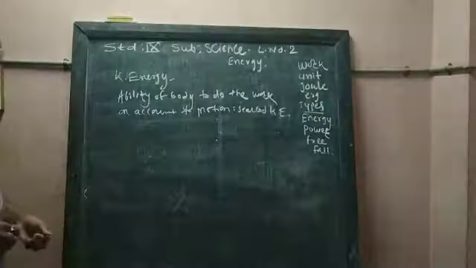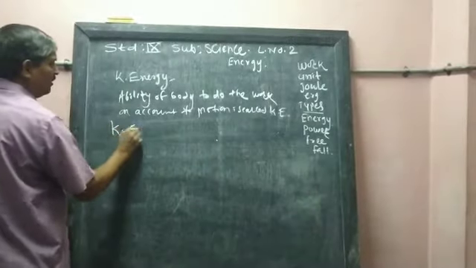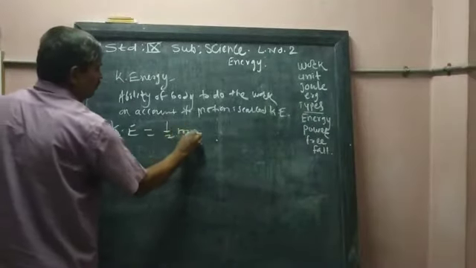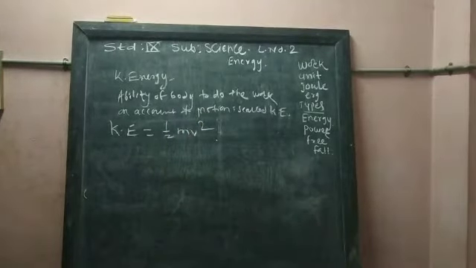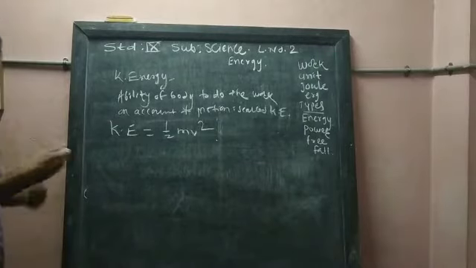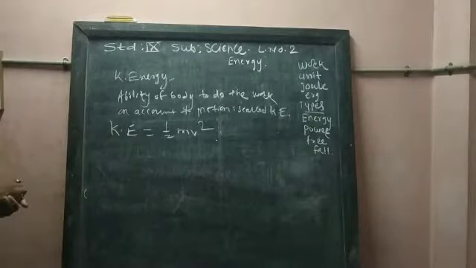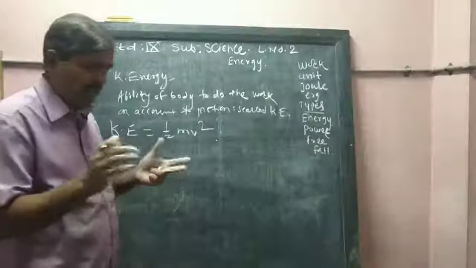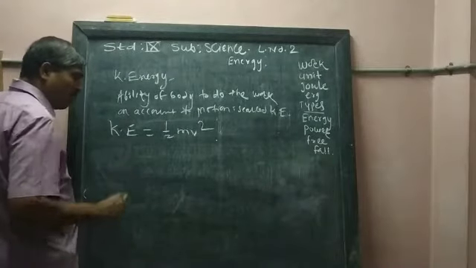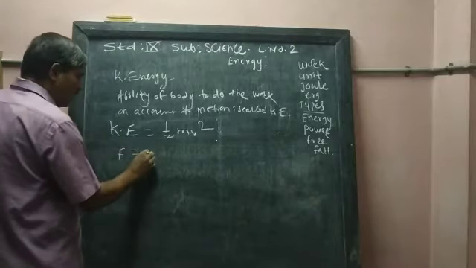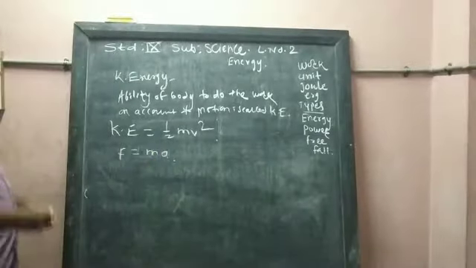And this kinetic energy is calculated by the formula 1/2 mv square. Understand what is the formula of kinetic energy? The formula of the kinetic energy is equal to 1/2 mv square. How is this formula calculated? How can we express this formula? How can we derive this formula? So there is a kinetic energy, means what happened? Force is used and force is equal to ma.